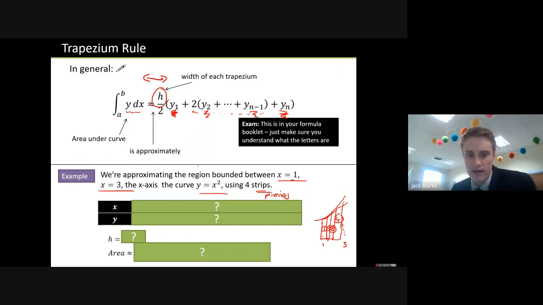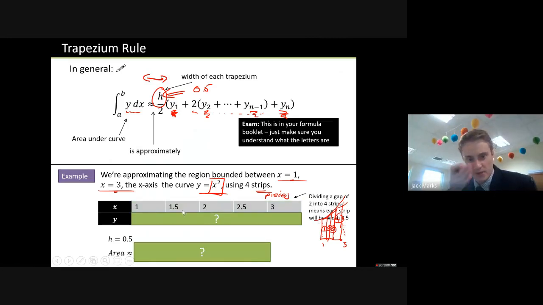Well, if we're going between 1 and 3 and we want 4 different pieces, how wide should those pieces be? Should be 0.5 because you've got 2 divided by 4. So your h here will be 0.5. Then what about your y1, y2, y3, y4, y5? Well, you just need to put those numbers into this one here. So you start with the ends and then you've also got each of those key values in between. So notice there's 5 numbers here when there's 4 strips, because a strip has a left and a right. You find out these numbers.